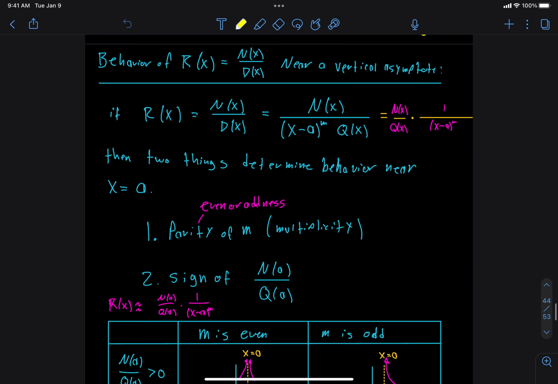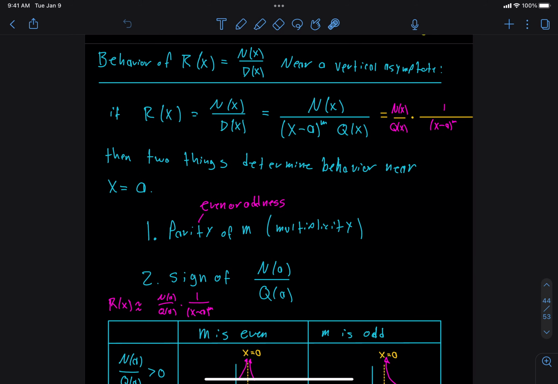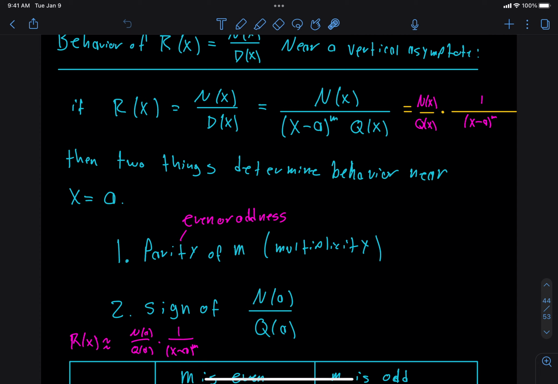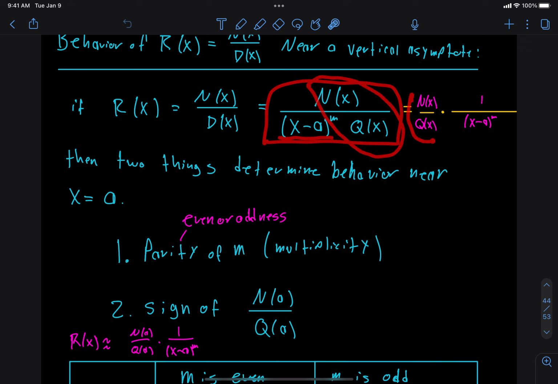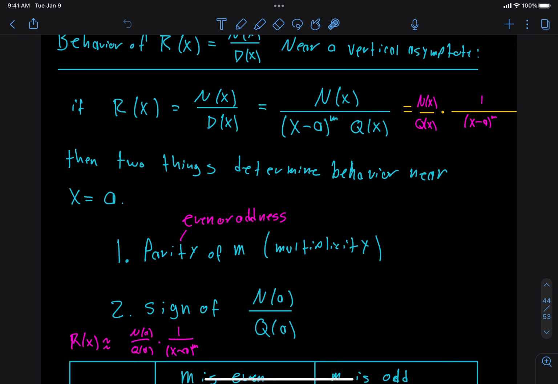Okay, so this was the behavior near a vertical asymptote. What did it say? Well, it said we can take whatever zero of the denominator is going to cause the vertical asymptote. We can break up our function as n of x divided by, we factor out that zero from the denominator. And so we have this n of x over q of x, which I call our leftovers, and then we have the vertical asymptote part.